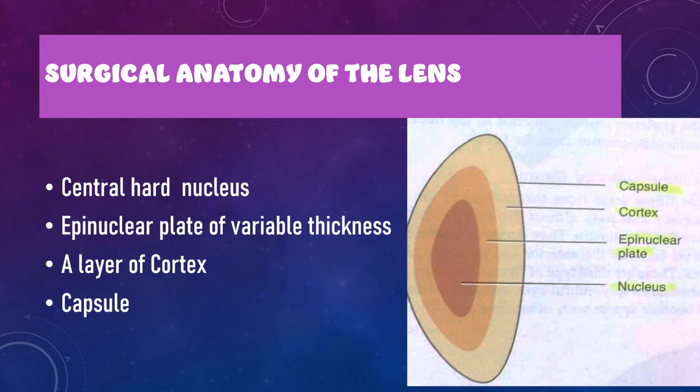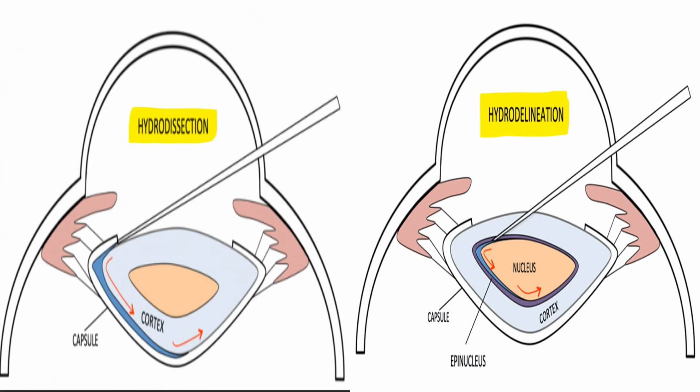Finally, we have the surgical anatomy of the lens. Now, in some surgery textbooks, and for the purpose of cataract surgery, the lens is divided into a central hard nucleus, and then above that you have a variable thickness of epinuclear plate, then we have a layer of cortex, and then we have a capsule, right? Now, this is important to understand the concepts of hydrodissection and hydrodelineation. So, this is an important clinical nugget for you.